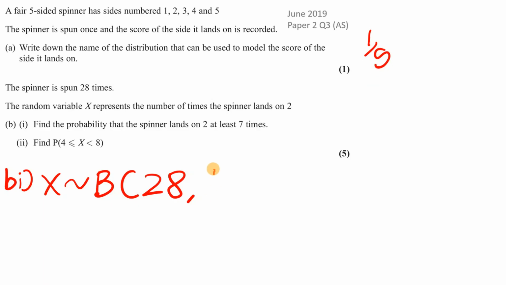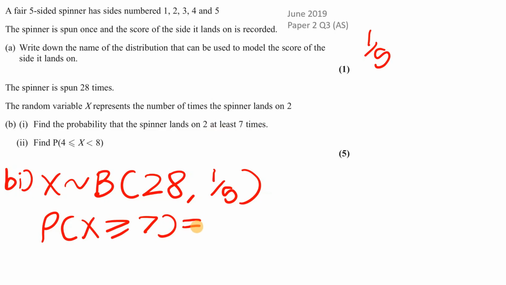So the probability is 1 over 5, or as a decimal it's 0.2, okay? So we need to find the probability that the spinner lands on 2 at least 7 times. So we need to find the probability that the spinner lands on 2, so this is x, at least 7 times. So x is bigger than or equal to 7.